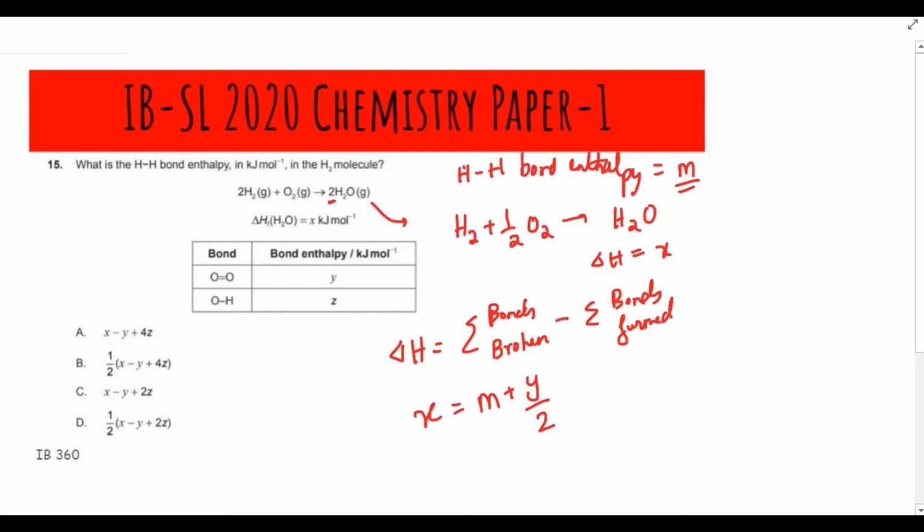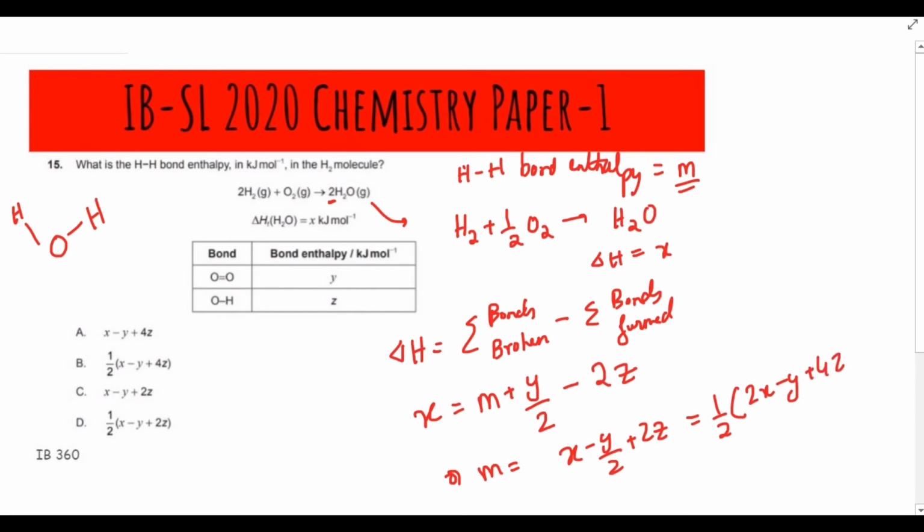Then for Z: in H2O, 2 O-H bonds are formed. H2O looks like this, so basically 2 O-H bonds are formed, and we would be subtracting 2Z. Upon solving, we find that M is basically X minus Y by 2 plus 2Z. When we take out this half common, we end up with 2X minus Y plus 4Z.